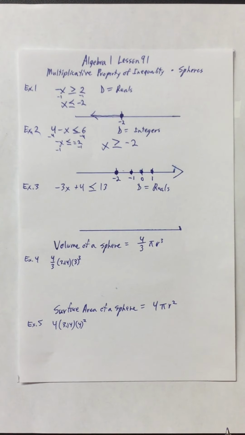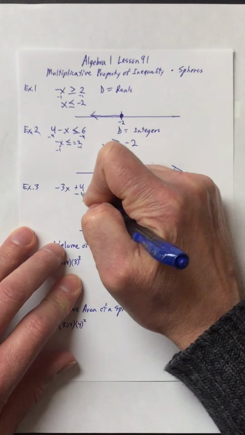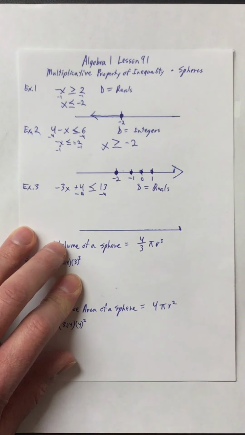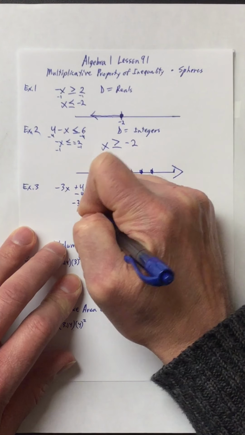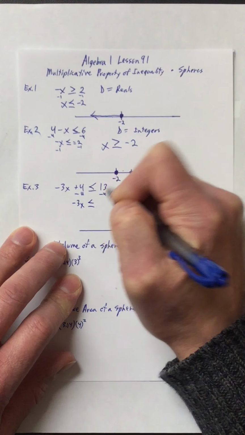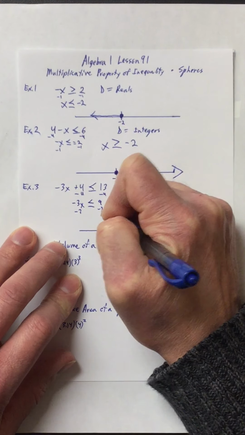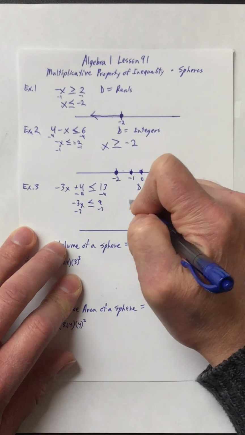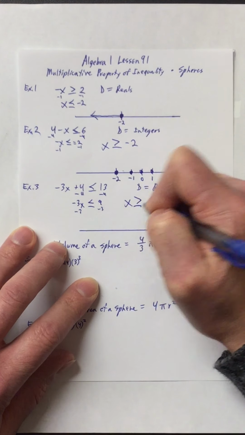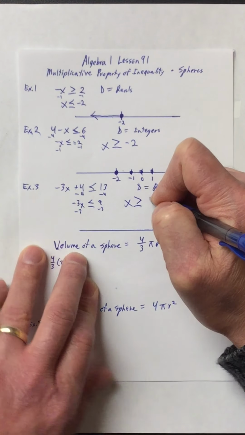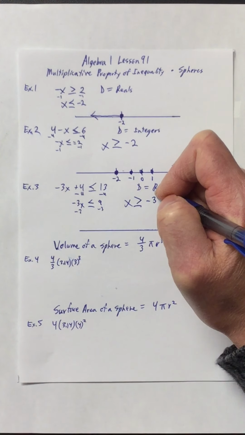All right, example number 3. Let's subtract 4 from both sides as we reduce this here. So then I have negative 3x is less than or equal to 9. Then I'm going to divide both sides by negative 3. Remember, my sign's got to flip. Common mistake to forget that. So x is anything larger than or equal to 9 divided by negative 3, which is now a negative 3.